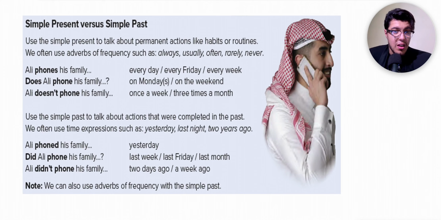expressing an action happened and finished in the past. So it's a completed action in the past. And it has two forms, the regular verbs and the irregular verbs. Regular verbs, we add the ed at the end of the verb. Irregular verbs, we change the root completely.